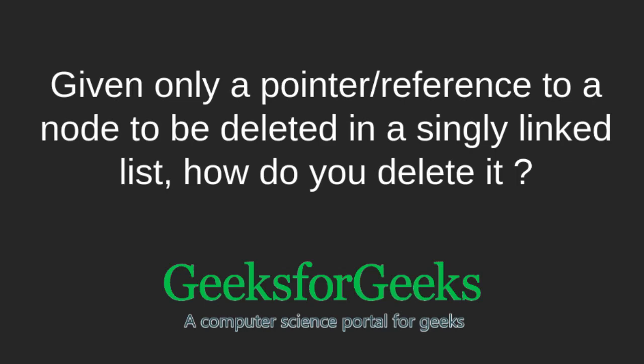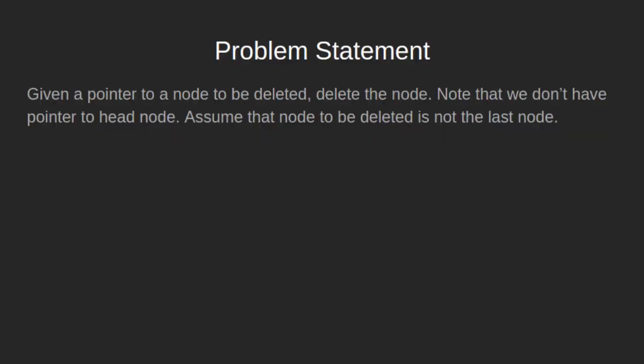In this video, we will see, given only a pointer or reference to a node to be deleted in a single linked list, how to delete it. So, the problem statement says we have given a pointer to a node to be deleted. We have to delete that node. Interesting thing is, we don't have a pointer to the head node. We assume that the node to be deleted is not the last node of the linked list. So, how to solve this problem?